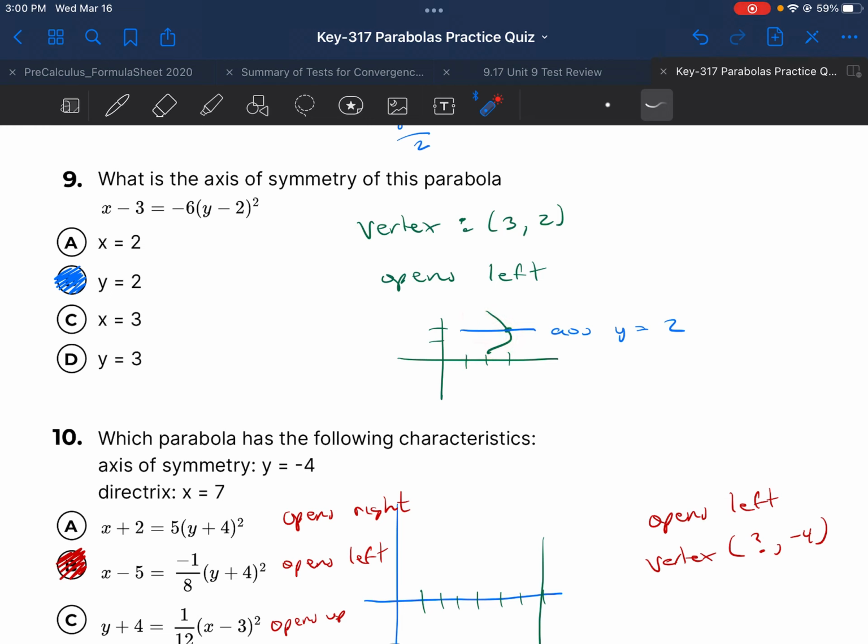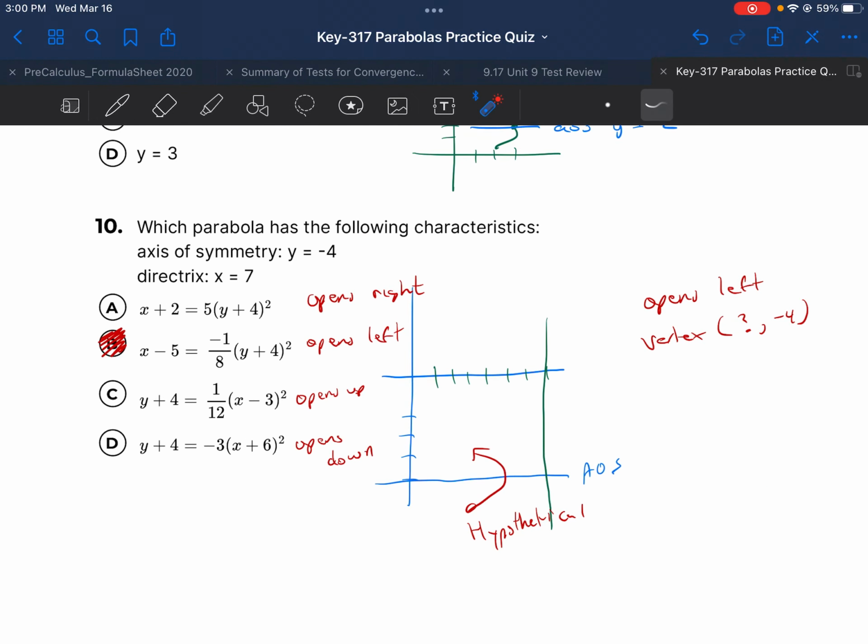Well, the axis of symmetry is going to have to cut it in half. And to cut a horizontal parabola in half, we would need a horizontal line. So we know it's going to be y equals some number, and it's got to pass through the y coordinate of the vertex, so y equals 2.